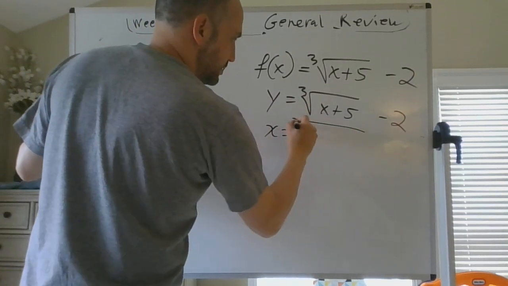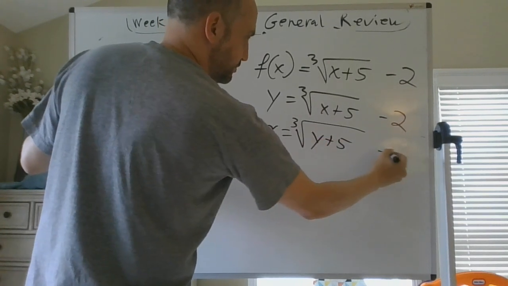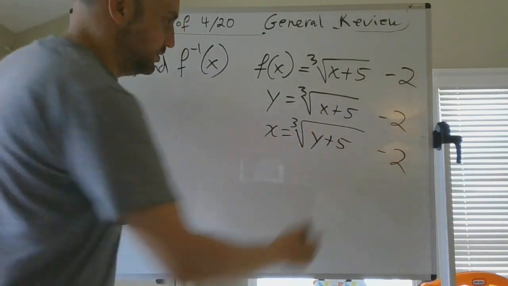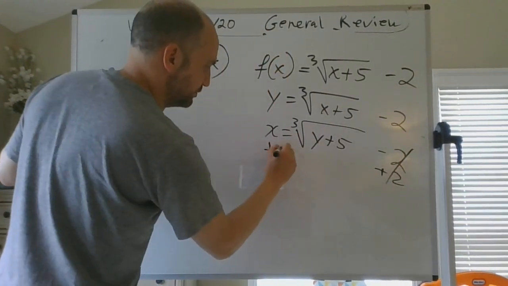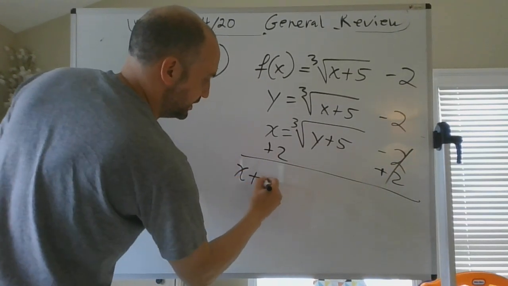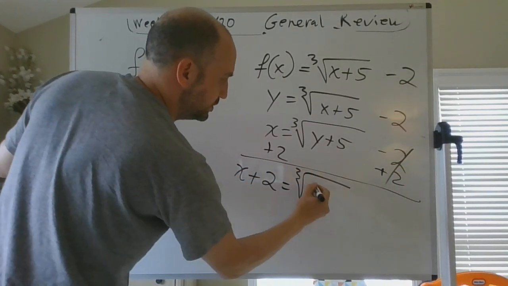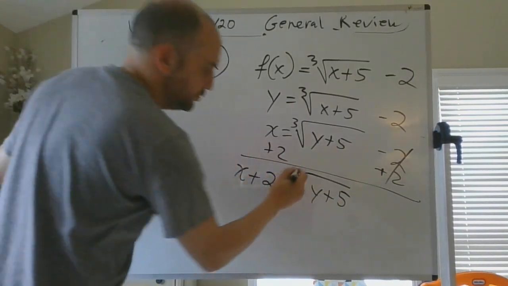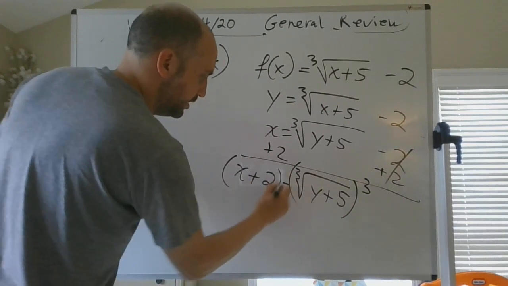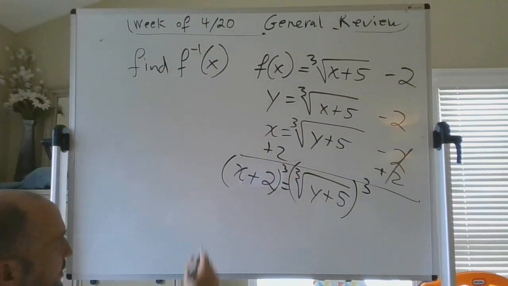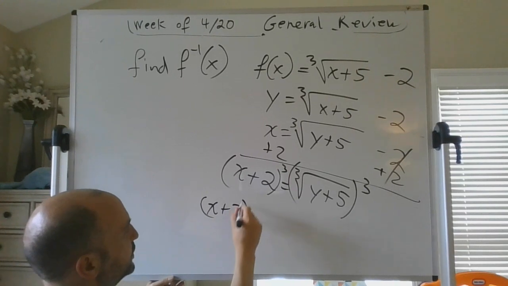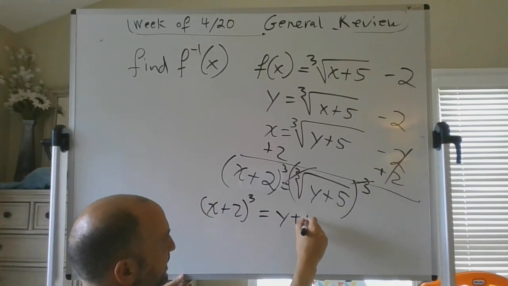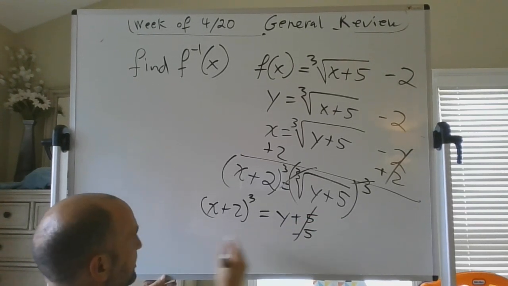x equals cube root of y plus 5, all minus 2. Now we need to isolate the y. Solve for y, everything else got to go. This is just a review for you guys. That's going to be x plus 2 equals cube root of y plus 5. I need to find the inverse of that cube root, which is going to be cube. What I do to one side, I do to the other. So I'm going to be left with x plus 2 cubed on this side equals, those cancel out, I'm left with y plus 5.